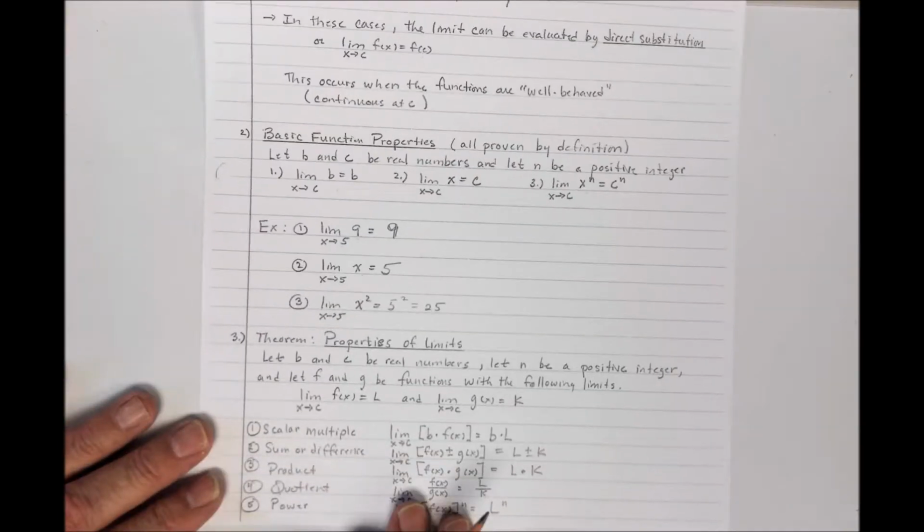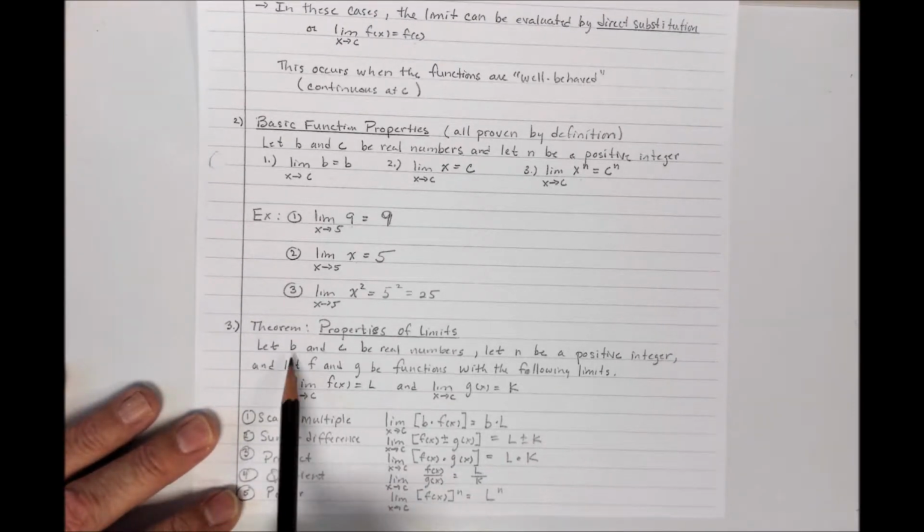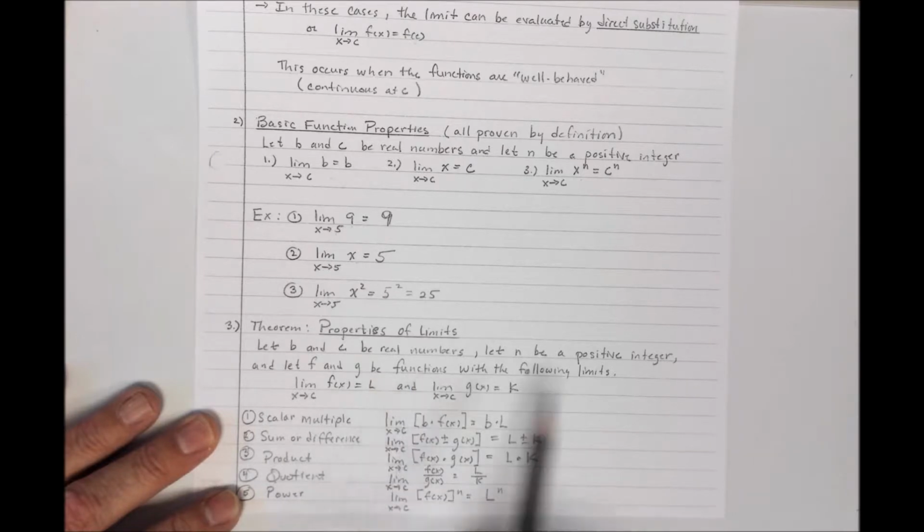Now, here are some more properties that we're going to use. These properties of limits are in this theorem. It says let b and c be real numbers, let n be a positive integer, just like we had in the previous properties. But in this case, we're also going to let f and g be functions with the following limits: the limit as x approaches c of f of x is L, and the limit as x approaches c of g of x is K. So we have the following 5 properties here.